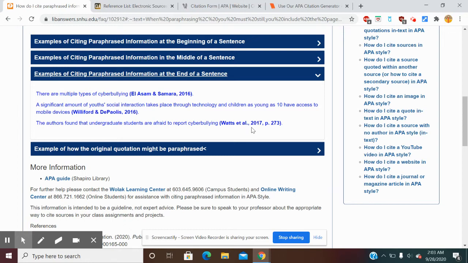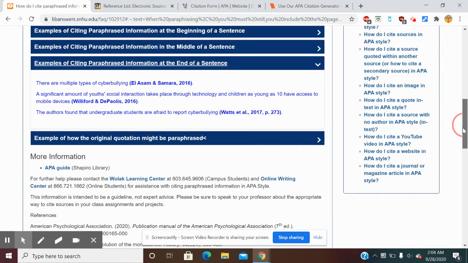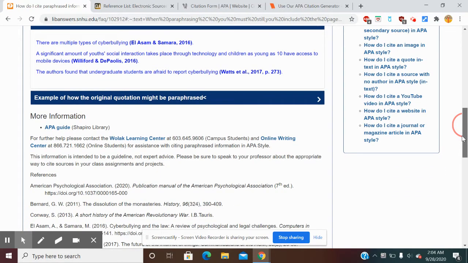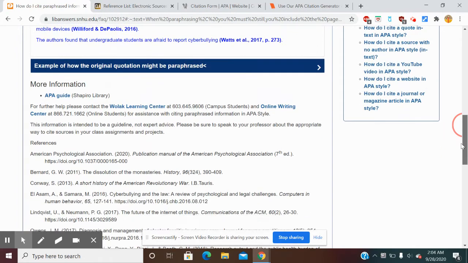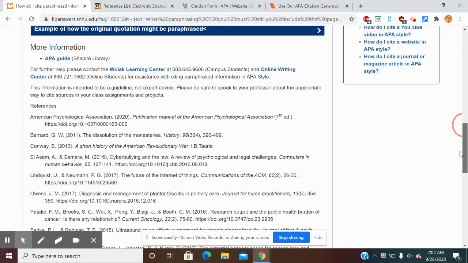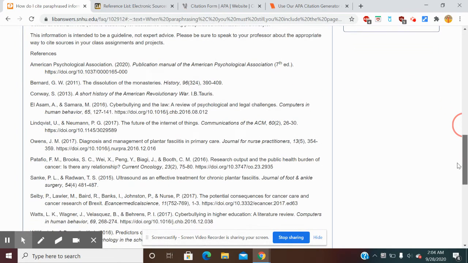In the APA 7th edition, there's the publication year and comma, and then page number in lowercase p, period, and then the page number in parentheses and period. We have to keep those things in mind. This is the APA 7th edition.